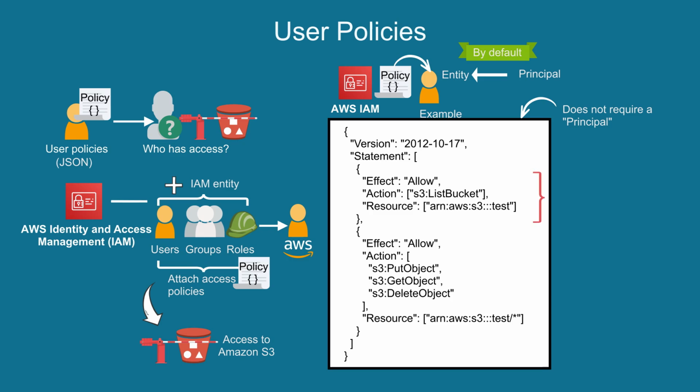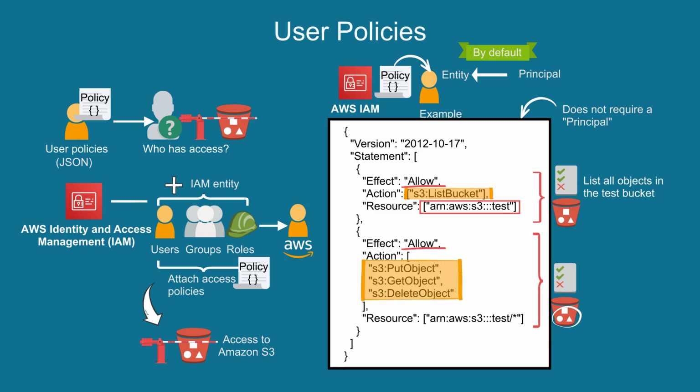The first part of the policy specifies bucket level permissions. It allows the list bucket action so that applications can list all objects in the test bucket. The second part specifies object level permissions. It allows put object, get object, and delete object actions so that applications can write, read, and delete any objects in the test bucket.